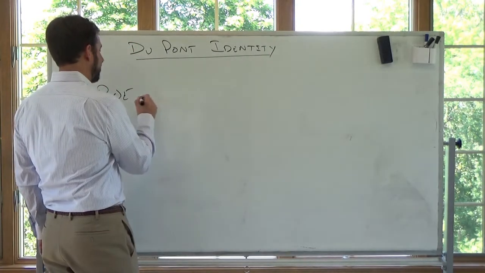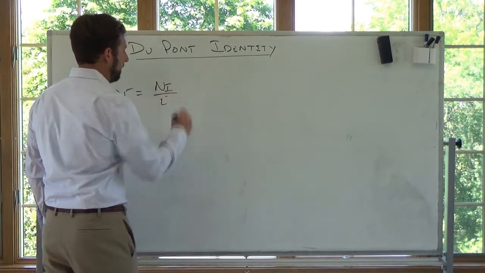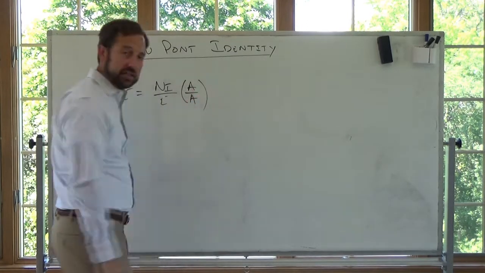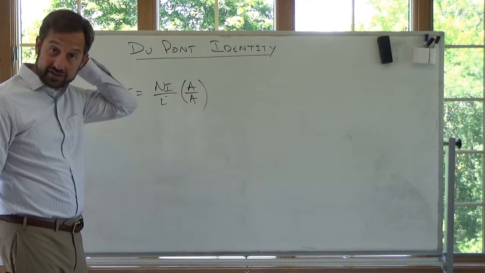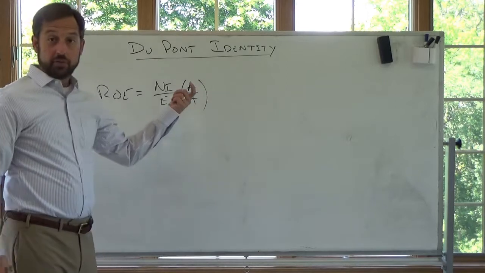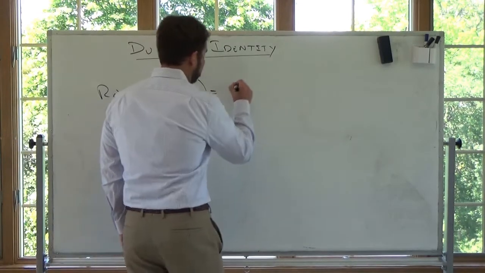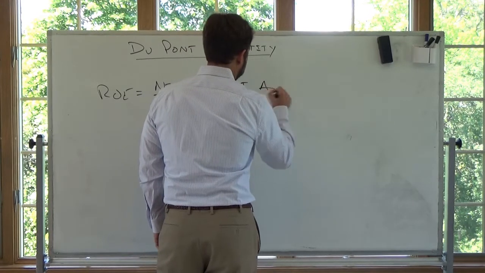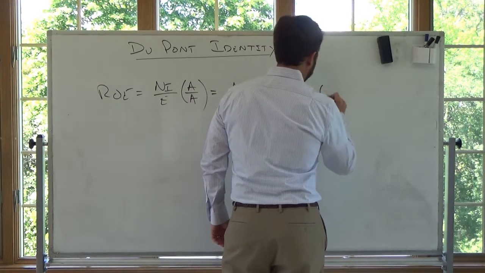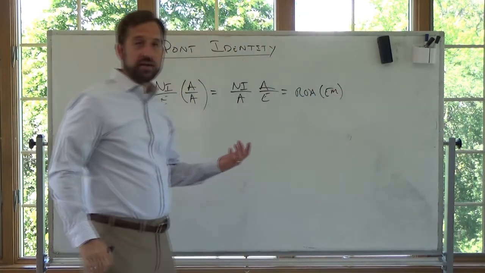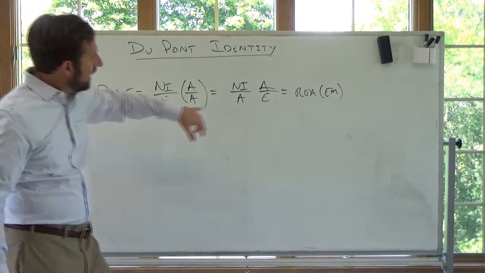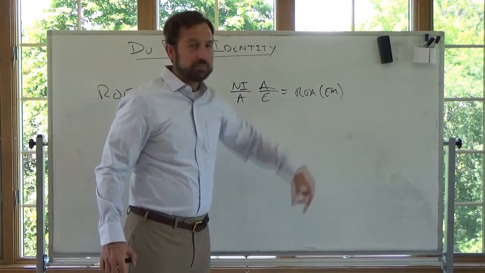So the idea is we can say return on equity is net income over equity. And I can multiply anything by 1 and it's unchanged. So if I multiply it by assets over assets, it's still return on equity because that's 1. And these are real numbers, so they commute. So this is net income over assets times assets over equity. This is ROA times the equity multiplier. This isn't the DuPont identity yet, but we get our first important result: return on equity is simply equal to return on assets times the equity multiplier.